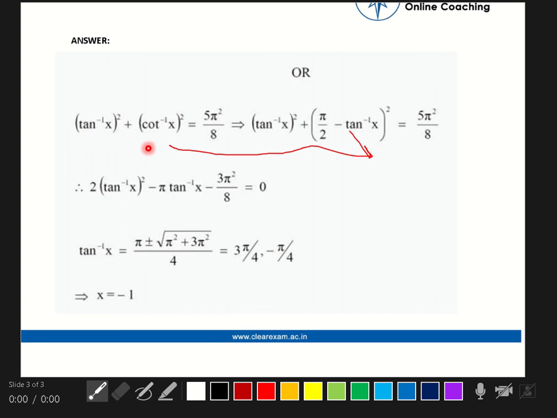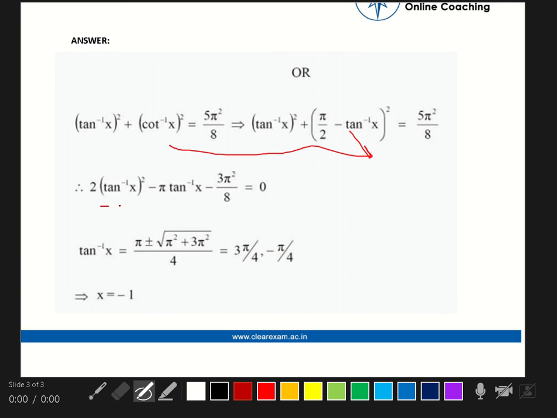Now tan⁻¹x + cot⁻¹x equals π/2. So we can write cot⁻¹x as π/2 minus tan⁻¹x. Mainly in trigonometric identities it is very easy. Now you can solve the further equation. We will get 2(tan⁻¹x)² minus π tan⁻¹x minus 3π²/8. By solving this, this is a quadratic equation in tan⁻¹x.